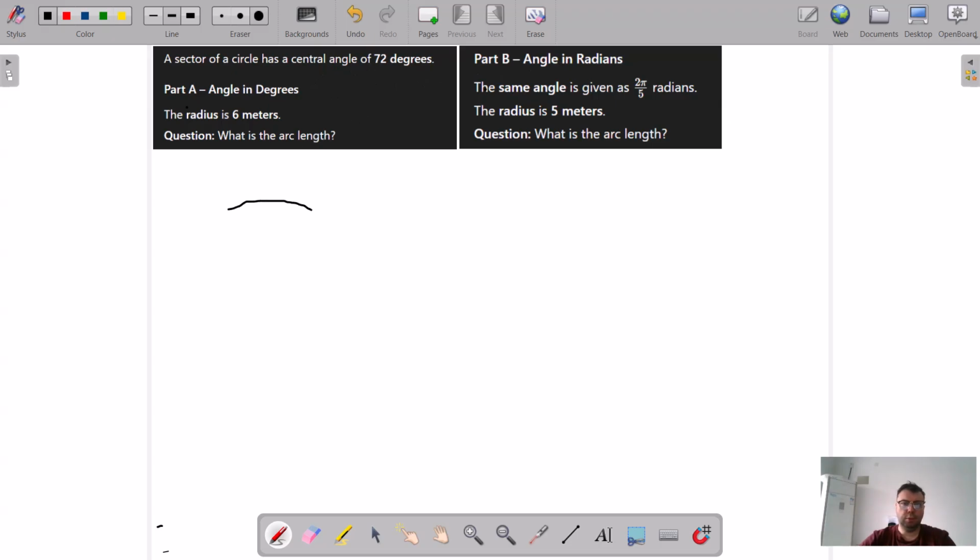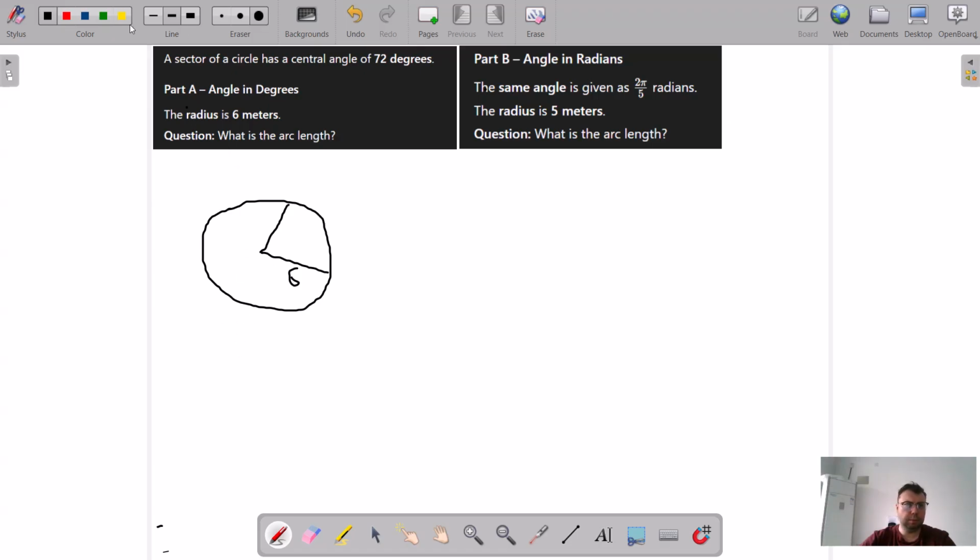So let's draw a circle. Okay, this is a circle. And here we have what is given. We have a radius given. Radius is equal to 6 meters, and it creates an angle of 72 degrees.